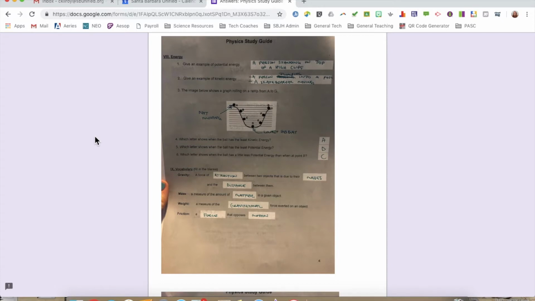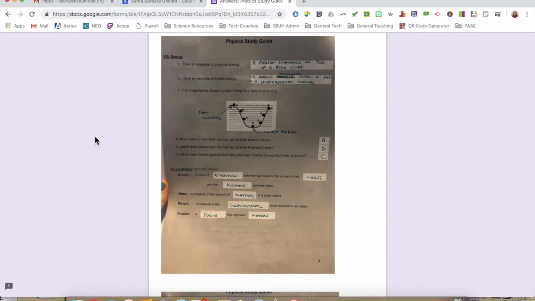Looking at energy, give an example of potential energy. A person standing on top of a high cliff has a lot of potential energy. Potential energy has to do with the height of an object. An example of kinetic energy is when an object is moving. So that person who's jumping into the pool from the cliff, when he's moving, that potential energy has now turned into kinetic energy. Or just when a skateboarder is moving, that's kinetic energy too.